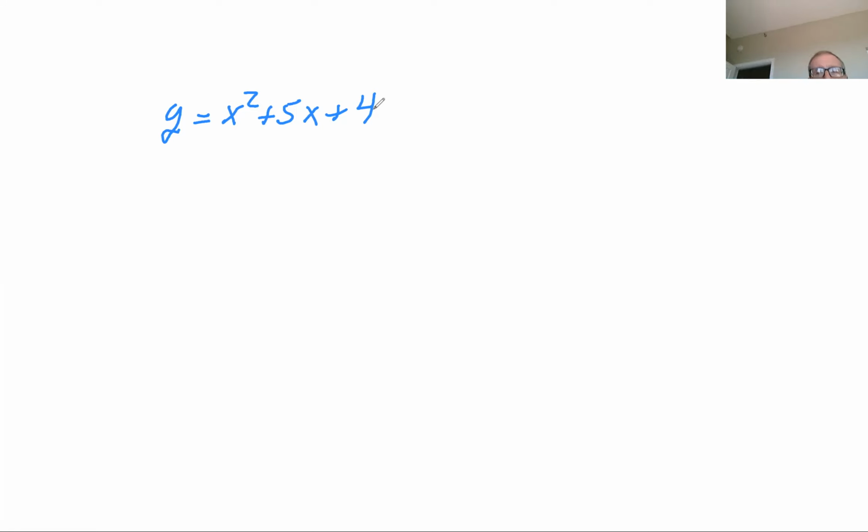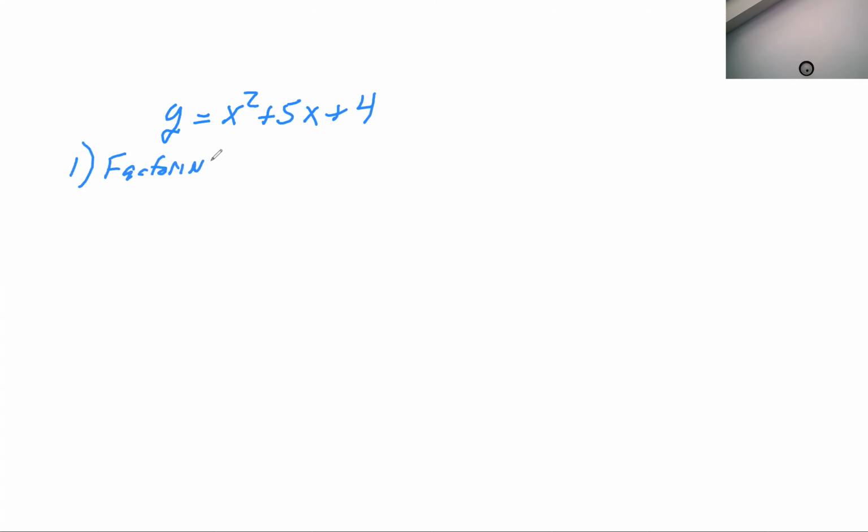And now we're going to take the example of, say, y equals x squared plus 5x plus 4. And so there are actually three possibilities, or strategies might be the better word, of solving an equation like this. Strategy number one is factoring.